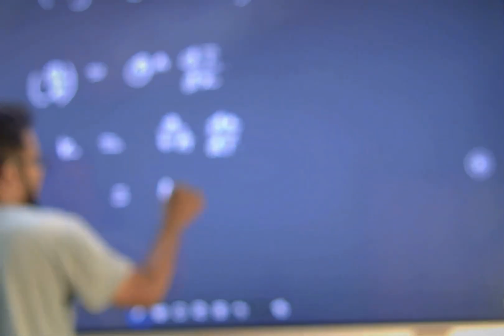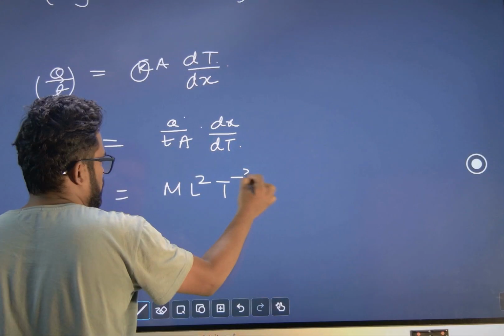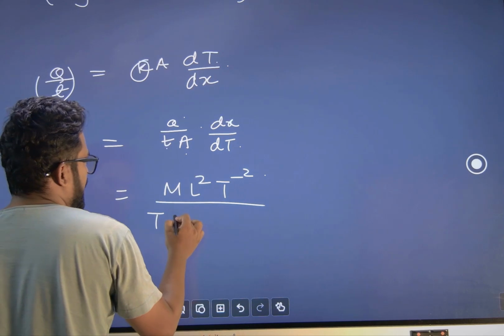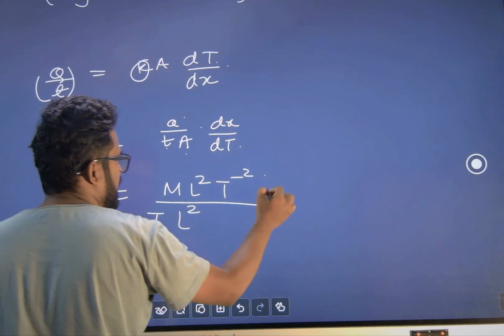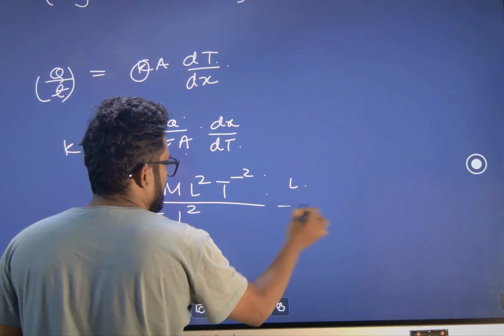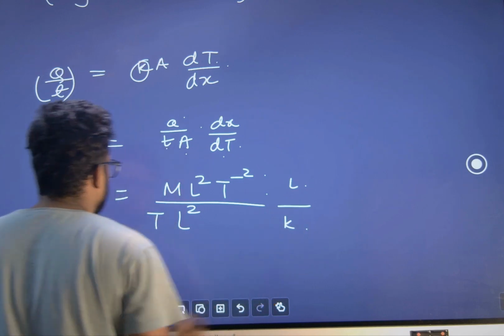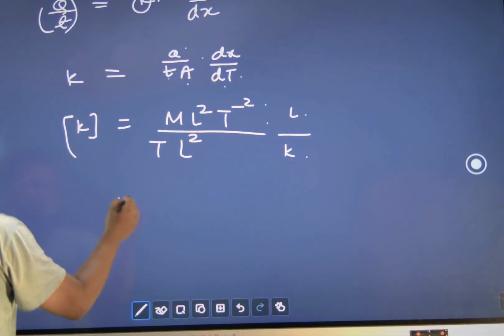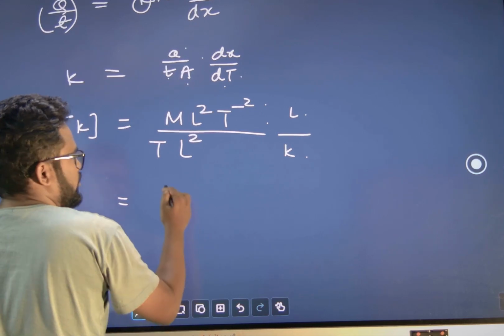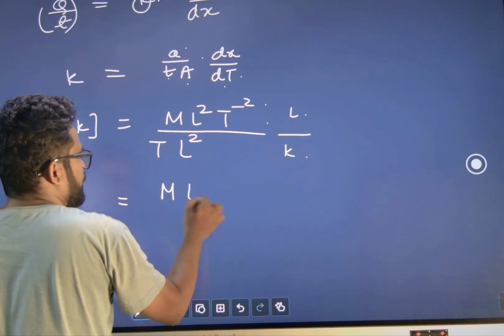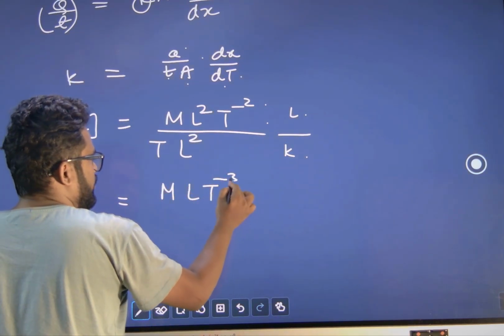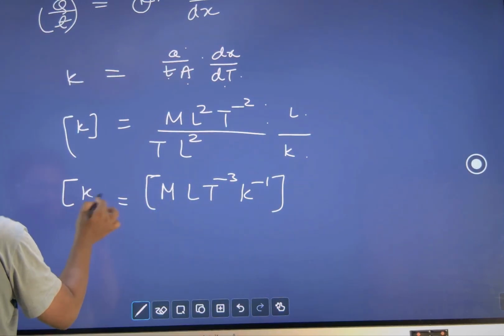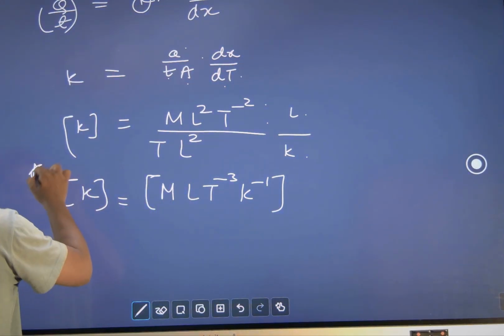So joule is ML^2T^-2 upon time T, area L^2, dx here is length and temperature here is Kelvin. This is thermal conductivity. So thermal conductivity would become MLT^-3K^-1.